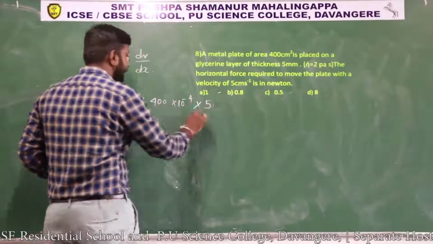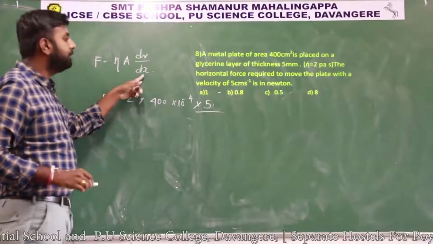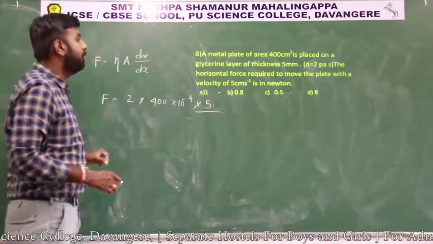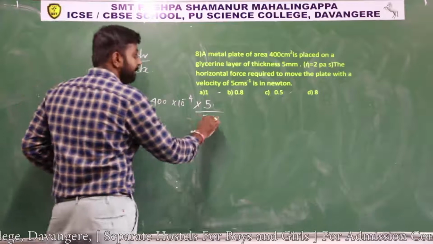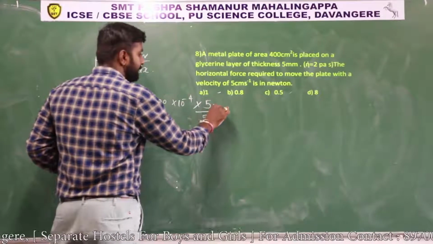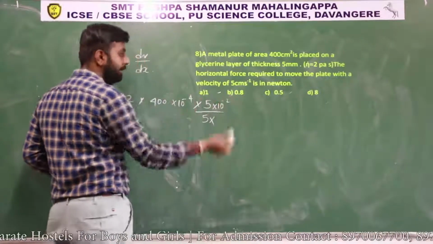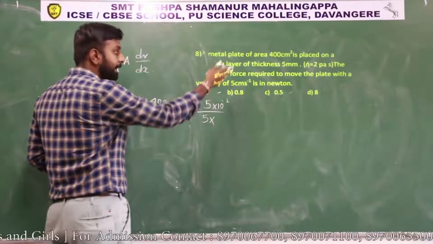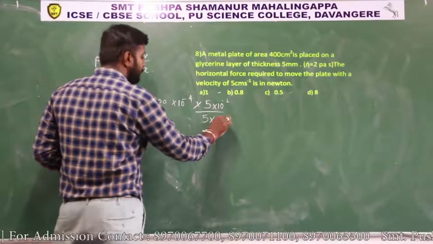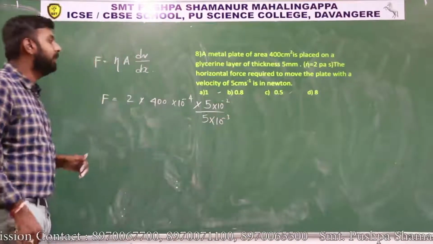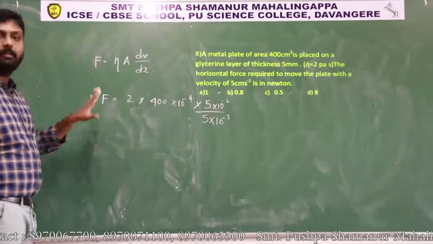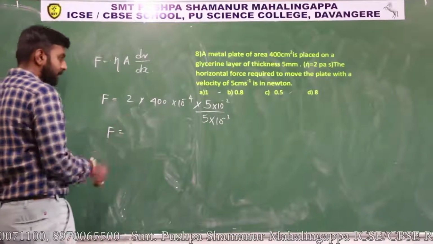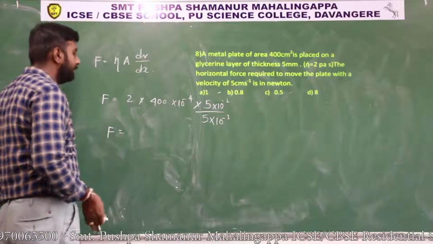So divided by dx. Dx means what? That thickness, 5 millimeter. 5 centimeter per second means here 5 into 10 to the power minus 2. I am converting into meter per second, and also here 5 millimeter, 5 into 10 to the power minus 3. So everything is in SI system. Then you will be able to find the force in Newton.